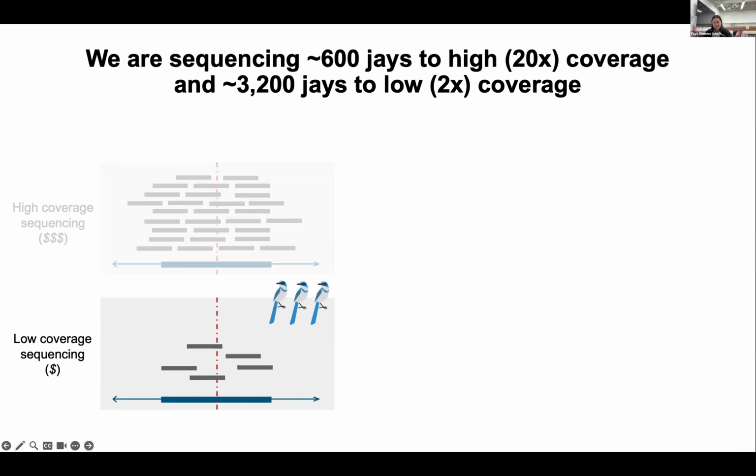And so, like I mentioned, there are obviously cost restrictions to generating a whole genome data set of almost 4,000 bird genomes. So the majority of our samples are sequenced to low or 2x coverage because of this restraint.